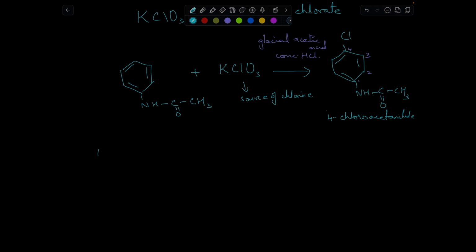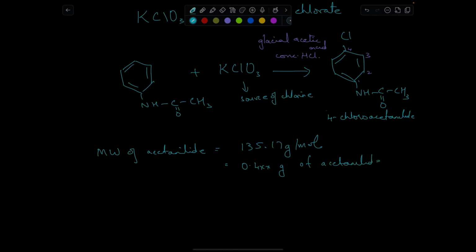Now to calculate the theoretical yield, let's find out the number of moles of acetanilide used. Molecular weight of acetanilide is 135 grams per mole. Mass of acetanilide used in the experiment is 0.4 grams. I'm going to say 0.4XX, and you can write down the 3 decimal places as per the mass that you weighed from the analytical balance.